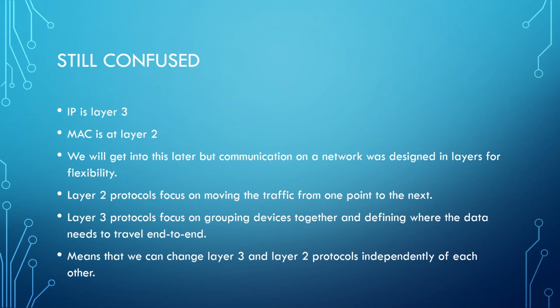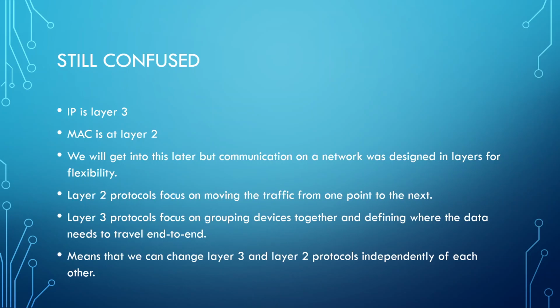Layer 3 protocols focus on grouping devices together and defining where that data needs to travel to end to end. So Layer 3 protocols group devices together to make them more easily reachable. Like I said, it's easy to identify devices by the group they're in. This allows for flexibility because as we move between different networks, we can join different groups, and it makes everything reachable because that group exists before we've even joined it. And like I said, IP focuses on defining where the data needs to go to and from end to end.